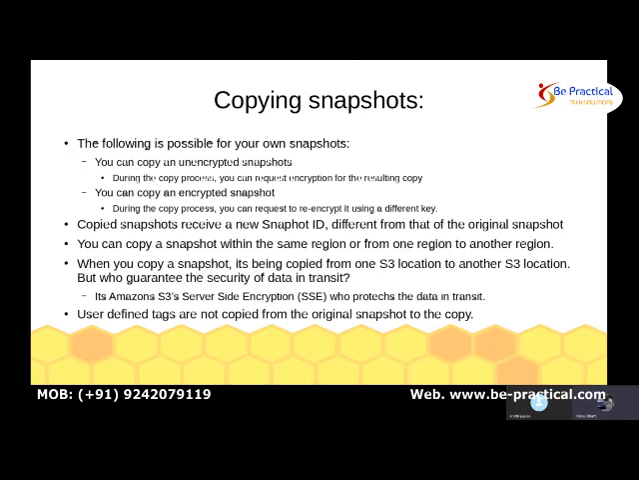During the copy process, you can request re-encrypting it with a different key also. So if you want to change the key for some reason, then during the copy process itself, you can do it. Copied snapshots receive a new snapshot ID. So this will have a different snapshot ID, different from the original snapshot.